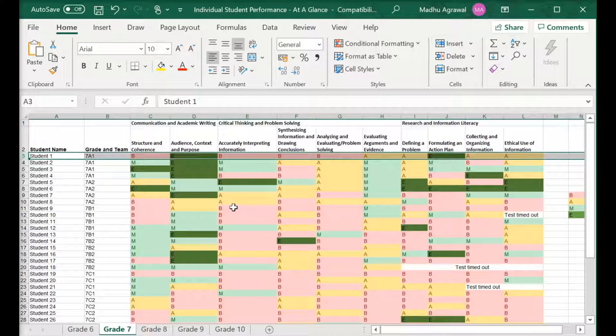In this way, you're able to see how your students are doing in skills from the grade level, to the class level, to the individual student level, and use this information to inform teaching and learning at your school.